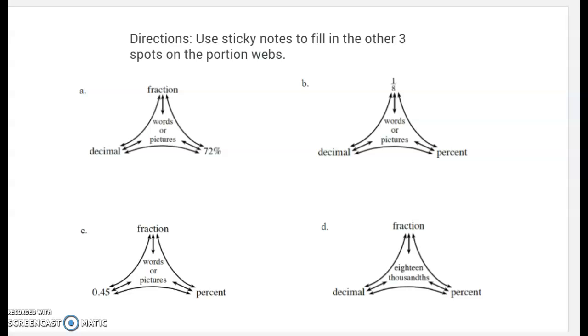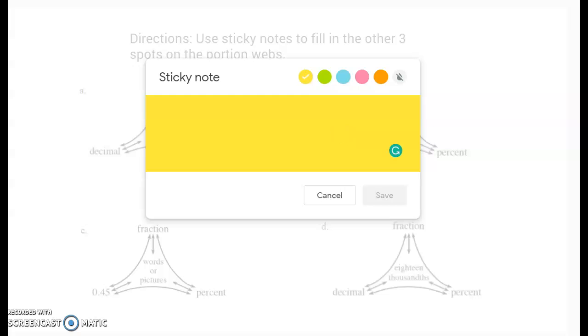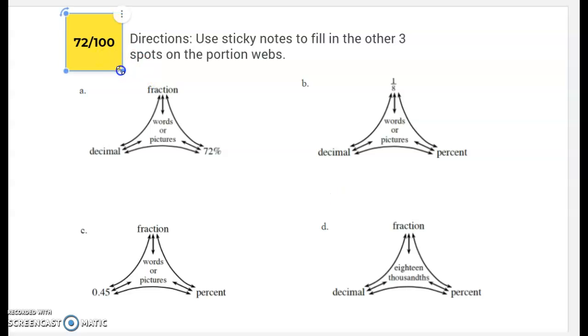Use sticky notes to fill in the other 3 spots on the portion web. So I see on this first one that 72% is filled in. So I have to fill out the rest. 72% would be 72 out of 100. So my first post-it note for the fraction would be 72 out of 100.